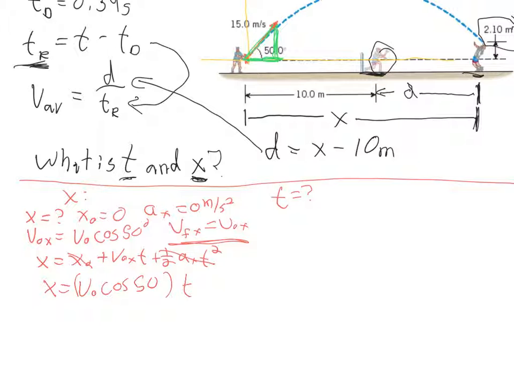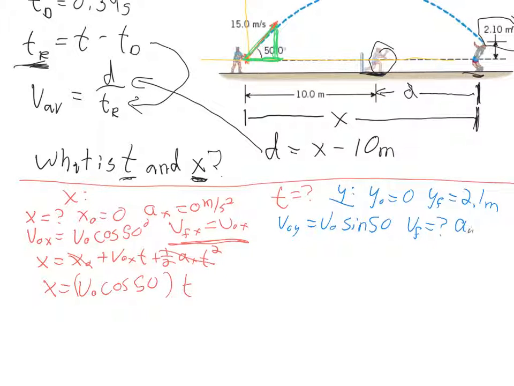So I'm going to now return to the y direction and do that in blue, and again start with my variables. Y initial we're going to call 0. Y final we know to be equal to 2.1 meters. V initial in the y is v initial times the sine of 50, as we saw earlier. V final we don't know, and acceleration in the y is just negative g, or negative 9.8 meters per second squared. So the question is, since we want to find x and time, can we use the y information to find time and then plug it in over with the x?